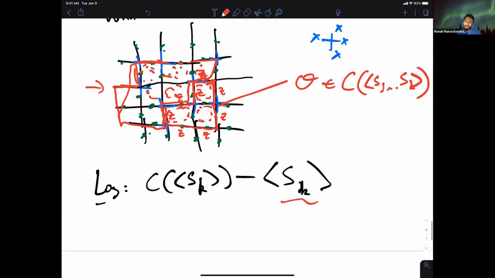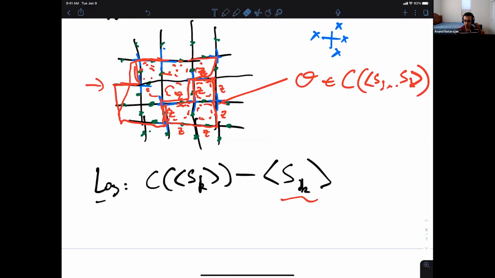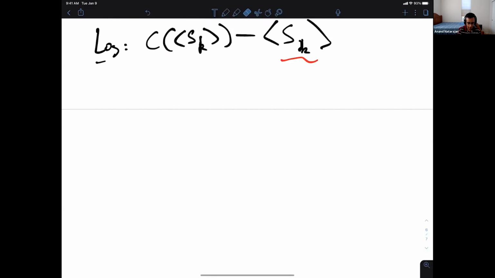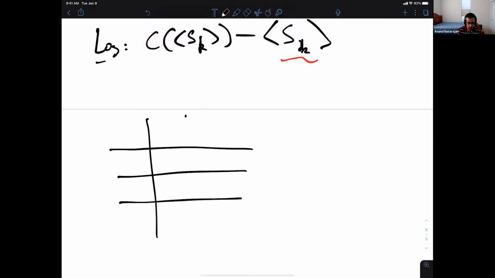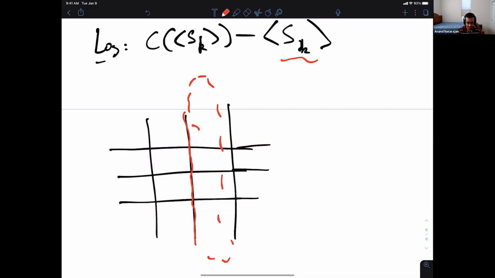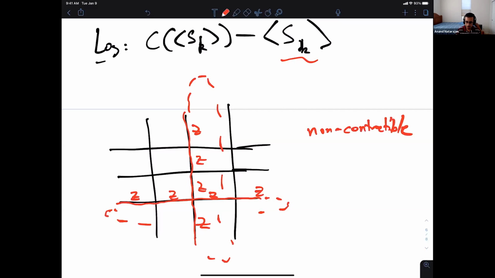So the logical operators turn out to be precisely the loops that wrap around the torus. So it's something like this string of Z's here that goes off the edge and then wraps back around to the top. That's a logical operator. And then likewise, this string of Z's that wraps around the torus the other way. That's also a logical operator. So basically, these are all the loops that aren't contractible to points.